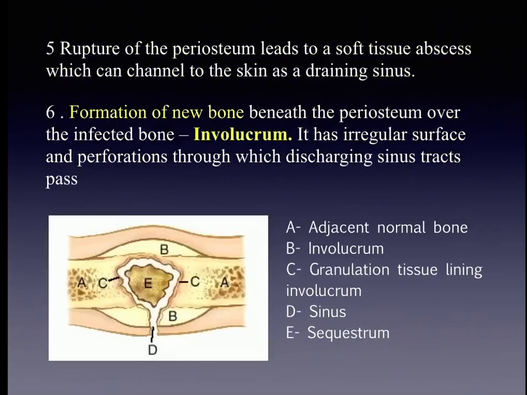Apart from this, there can be formation of reactive new bone beneath the periosteum, which is called involucrum. So this newly formed bone has irregular surface and perforations, and through this there can be discharging sinus tracts.